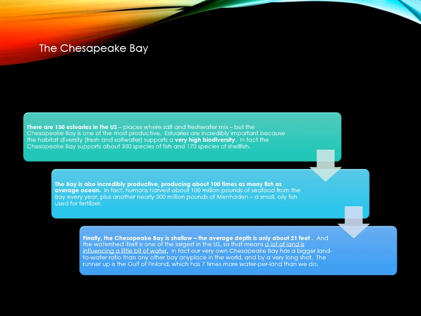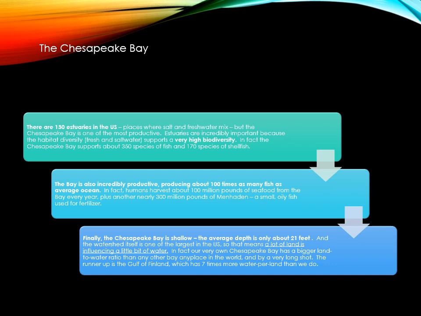I'm not going to read this word for word, but the Chesapeake Bay is a very productive estuary. And in general, estuaries are going to support high biodiversity. The Chesapeake Bay supports about 350 species of fish and 170 species of shellfish. So economically, these are also very important areas.